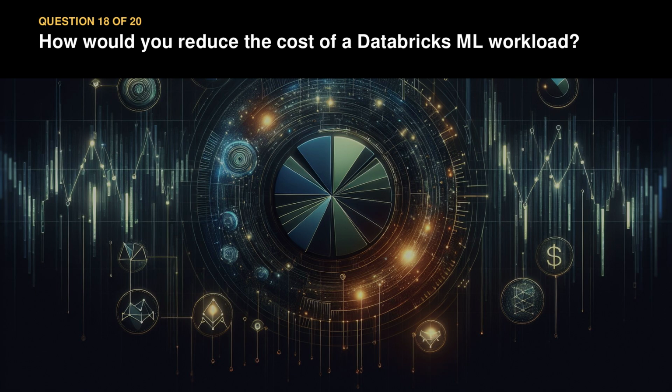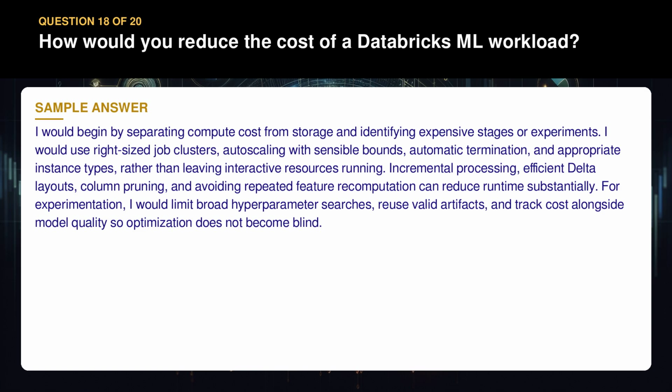Question 18. How would you reduce the cost of a Databricks ML workload? I would begin by separating compute cost from storage and identifying expensive stages or experiments. I would use right-sized job clusters, autoscaling with sensible bounds, automatic termination, and appropriate instance types, rather than leaving interactive resources running. Incremental processing, efficient delta layouts, column pruning, and avoiding repeated feature recomputation can reduce runtime substantially.